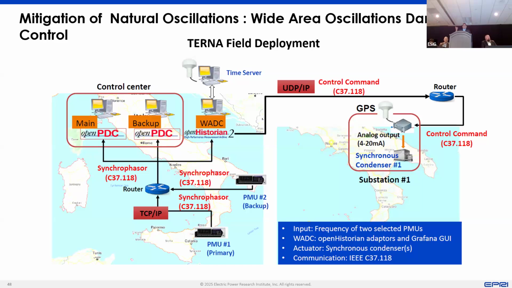So a very interesting work we did with the Italian utility Terna, where they actually now have it in the field, where we are using the PMU data, which is basically looking at the frequency measurements. Those frequency measurements go back to the control center, where we have a wide area damping controller sitting there, and it sends a signal to an actuator, in this case a synchronous condenser. Whenever it sees an oscillation, which was around 0.3 hertz, it should be able to send a signal to the actuator, and the synchronous condenser will be able to damp that oscillation.